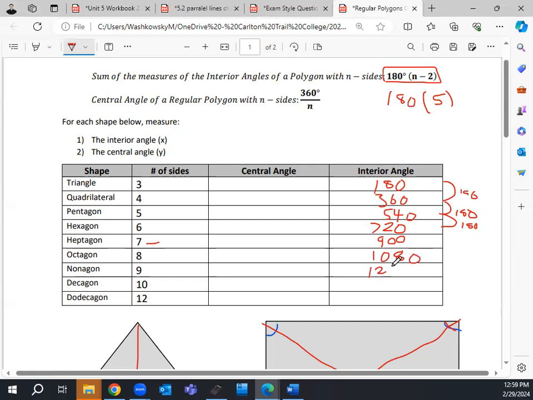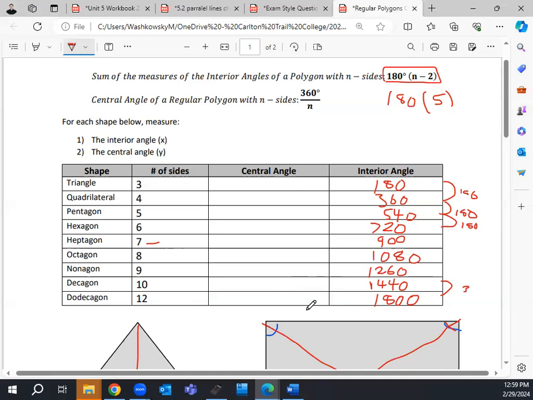Then it's 1440. Seems right. And then this one does not go up by 180 because it goes from 10 to 12, right? This would jump up 360. Right, so those interior angles there make sense.